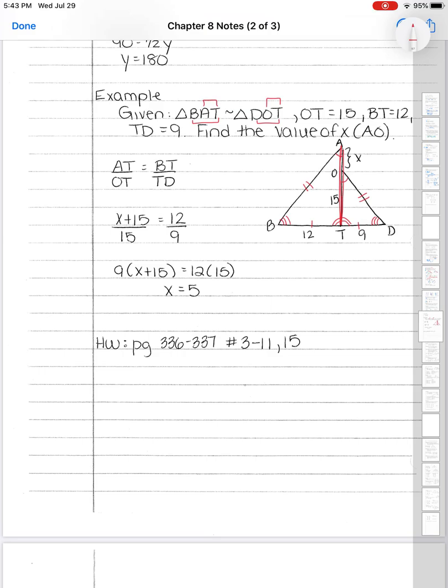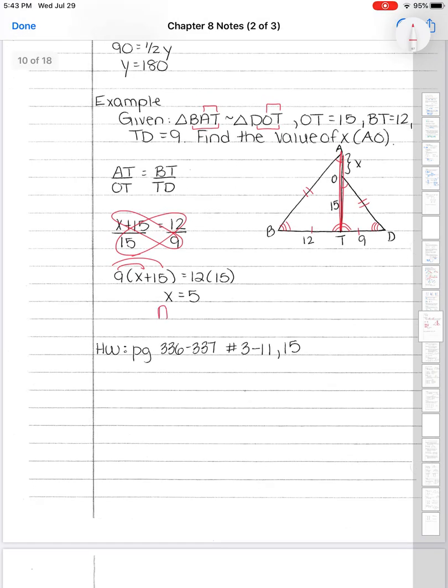So I can set myself up a proportion. So I've got AT, which is the whole entire thing. Well, from A to T, that should match with O to T. And then the two that I have, BT, and BT matches with DT, and I have those as well.